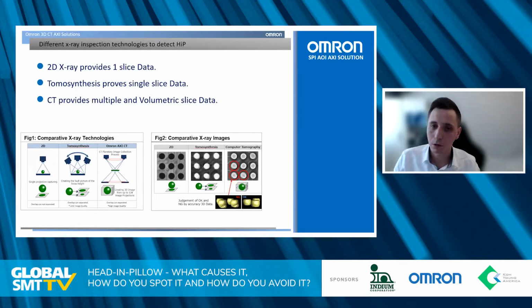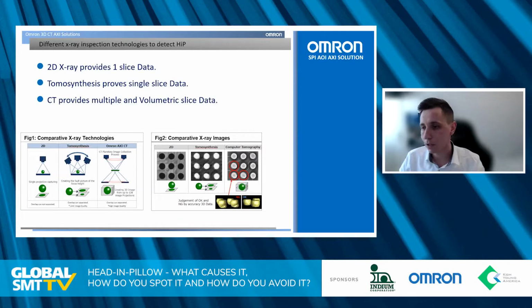Another technology we call 2.5D. One example is tomosynthesis. Here you are basically making images from just a few fixed angles, and as a result, you can see just very limited slices of your object. So if you are very lucky and the surface of your PCB and your component didn't warp, maybe you can find some defects. But the top capable technology, and in my opinion the only technology that allows you to find head and pillow, is CT, computer tomography.